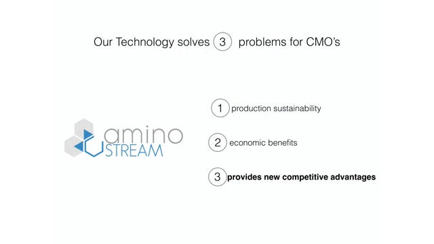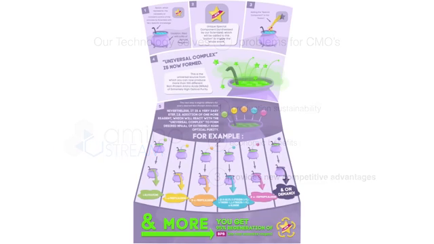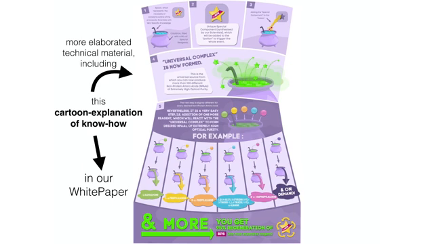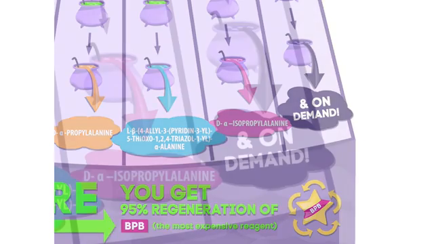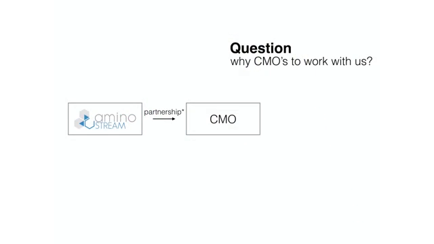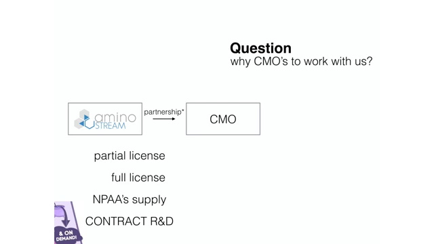And the third one, the provision of new competitive advantages, is described in the know-how of our technology, but this is quite a complex procedure, so please request our white paper to see it. The main idea is that we can provide non-protein amino acids on demand. And here is what CMOs can get when working with us: a partial license, full license, NPA supply, or contract R&D.